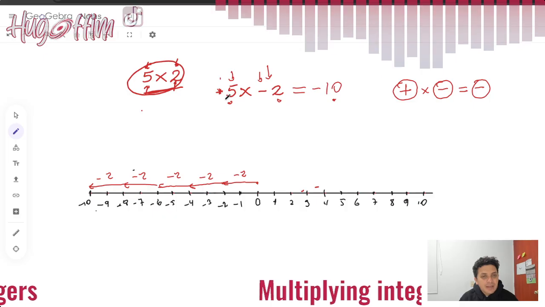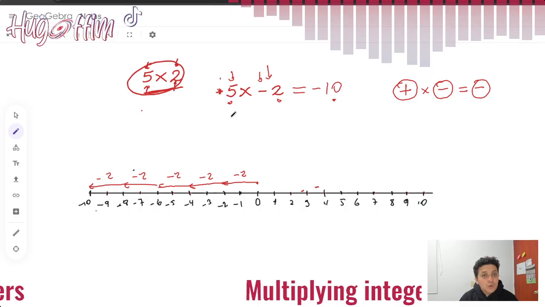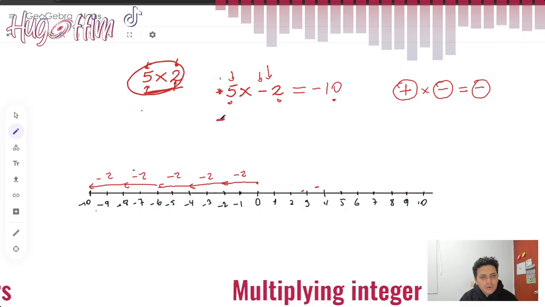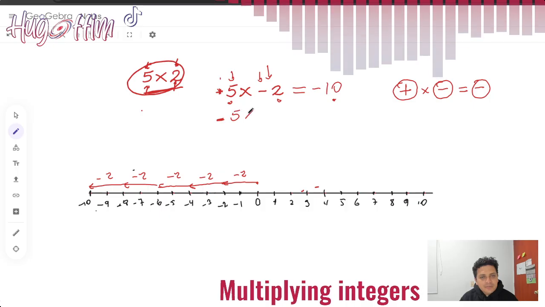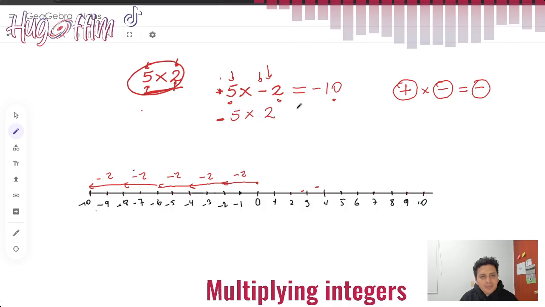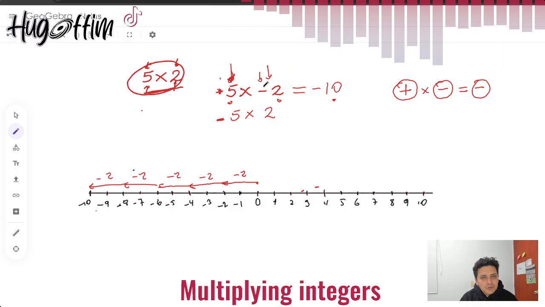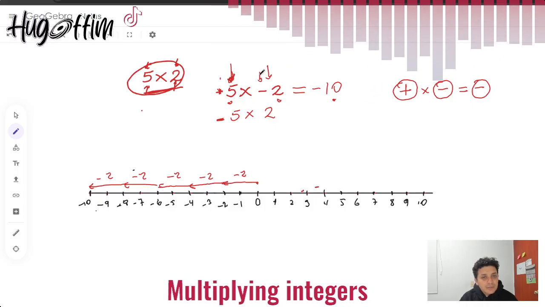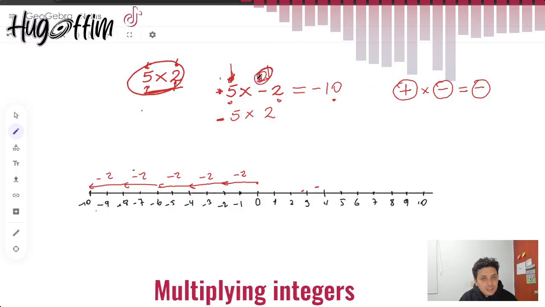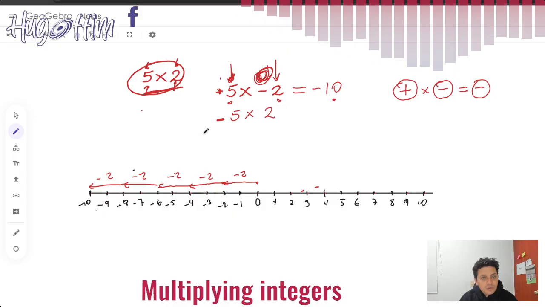Okay? Now, we already see that 5 times negative 2 can be interpreted as taking negative 2 and adding it 5 times. But what happens if I do it the other way? Let's say that I do negative 5 times 2. What will it represent if the first member is the one that tells me how many times to repeat the addition, and the other term is the one that I'm going to add many times?